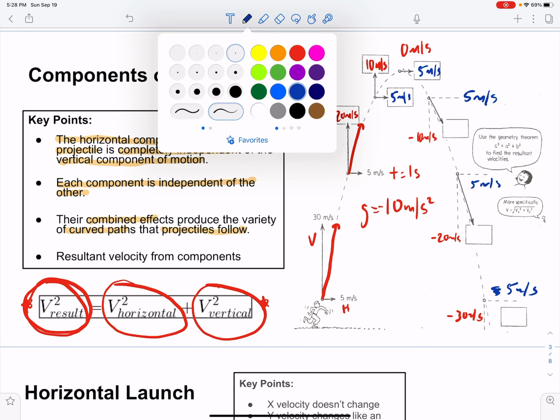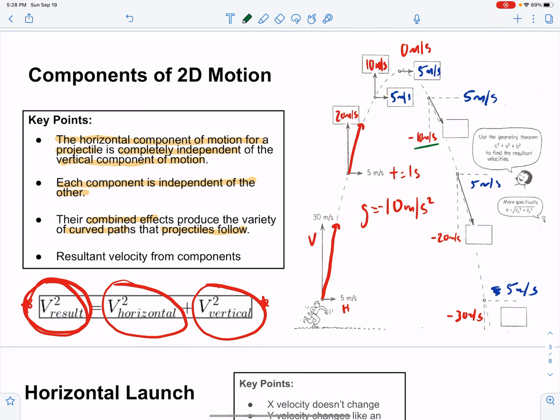If we want to find the resultant velocity, the overall velocity, right? The diagonal that we see when we actually see a real motion, because our objects don't travel like that, right? They travel in a nice arc, so our resultant velocity is our diagonal.